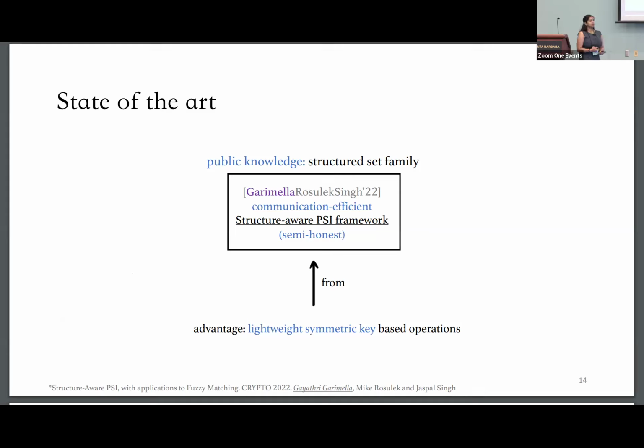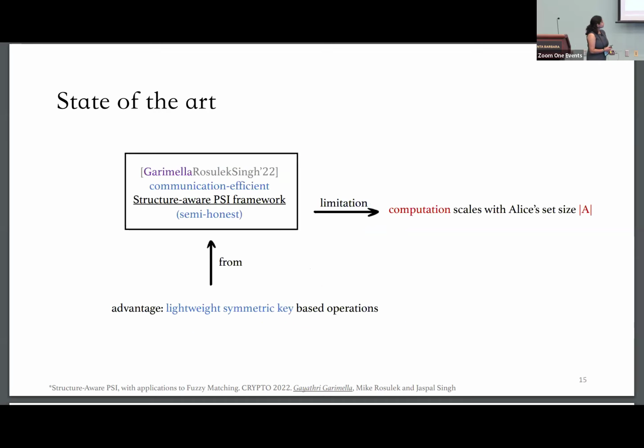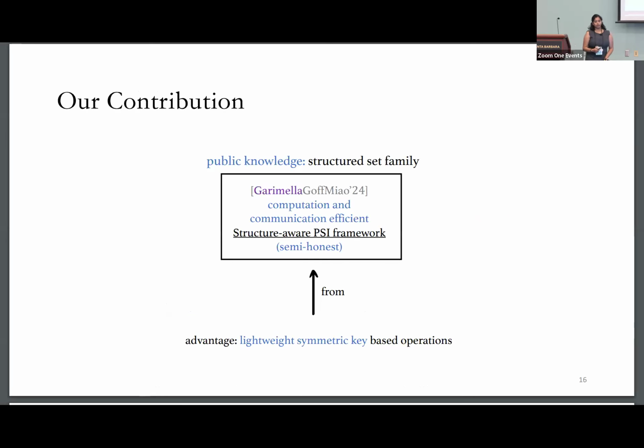And the starting point of our framework is this semi-honest framework for structure-aware PSI. What this achieves is that the communication cost of this protocol scales with the succinct description of Alice's input. Another advantage of this work is that it essentially builds from lightweight symmetric key-based operations and OT extension. But a limitation of this framework is that the computation still scales with Alice's cardinality, which could turn out to be a bottleneck. And this is our main contribution in this work.